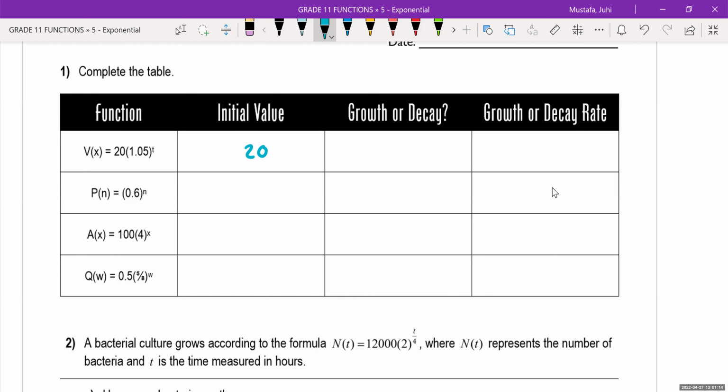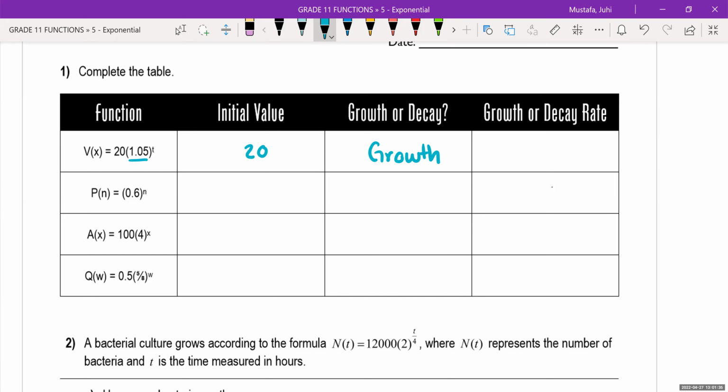To figure out if something is growth or decay, you're going to be looking in your brackets. If the number is greater than 1, it's a growth. If it's less than 1, it's a decay. So this is going to be growth. And then to figure out the rate, there's actually a logical way to do it, and then there is the way using the formula.